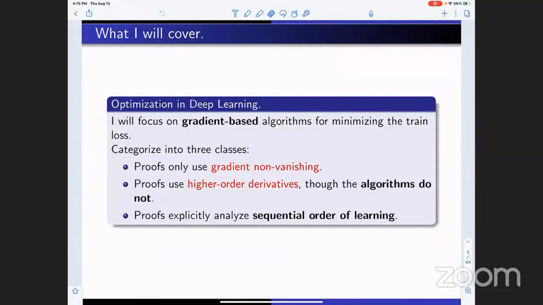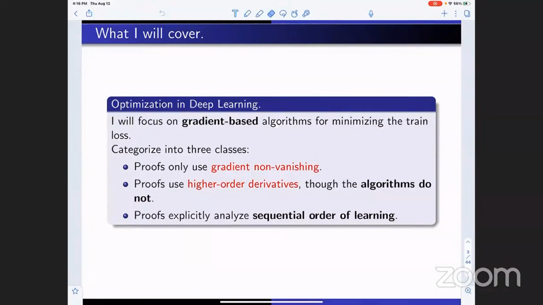Okay. And then there are proofs that require some information in higher order derivatives, though the algorithms do not. For example, if you want to converge to local minimizers, then perhaps local minimizers have better statistical guarantees than simply stationary points. You can do this via gradient-based algorithms, although the algorithm doesn't need any Hessian information.